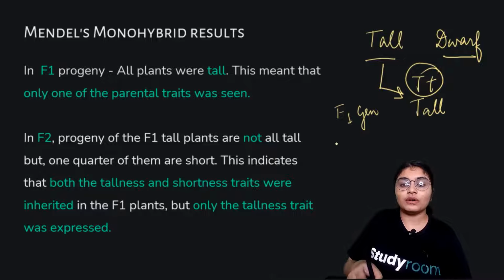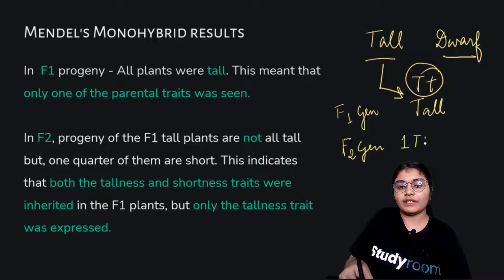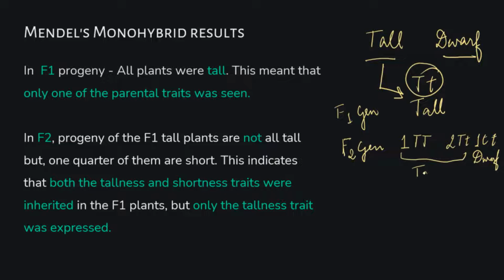So if you go just back, you see that in the F2 generation we had three traits, right? One-fourth of that trait, we had one capital T, capital T, we had two capital T, small t, and we had one small t, small t. And this was dwarf, and these all were tall. So this large chunk was tall, and this one chunk was dwarf. Here they are saying the same thing, that one-fourth was found to be short.